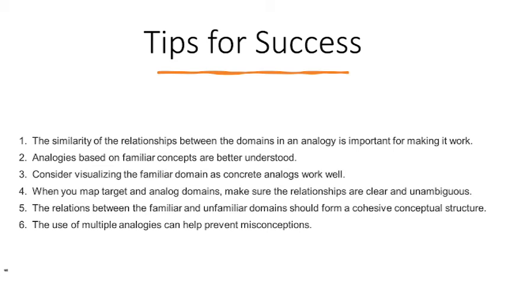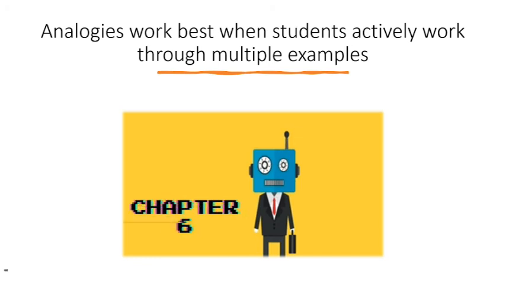When you map target and analog domains, make sure the relationships are clear and unambiguous. The relations between the familiar and unfamiliar domains should form a cohesive conceptual structure. And the use of multiple analogies can help prevent misconceptions. So that's what we're going to be doing here, creating multiple analogies.